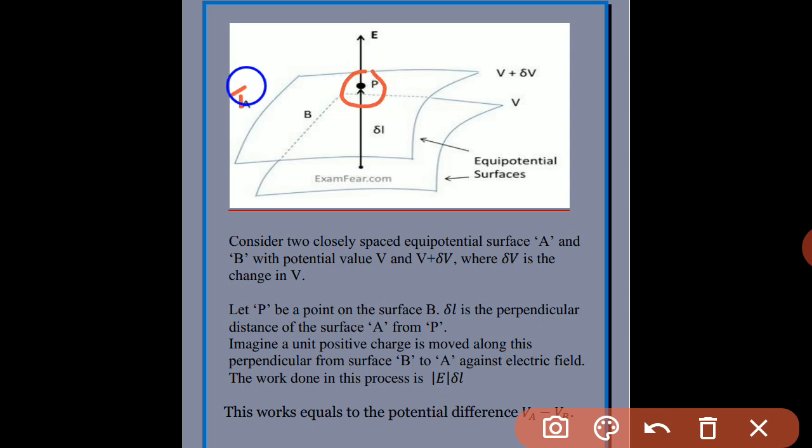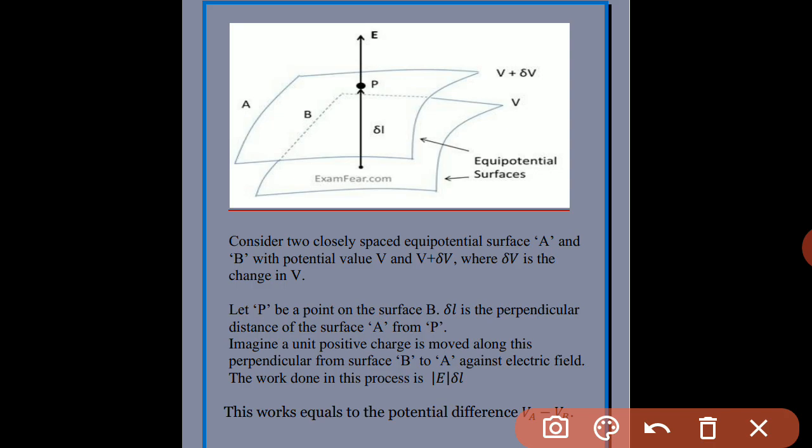Consider a point P on the surface B, and delta L is the perpendicular distance between surface A and point P. So P is the point on surface B, and delta L is the perpendicular, straight distance between surface A and point P, right?